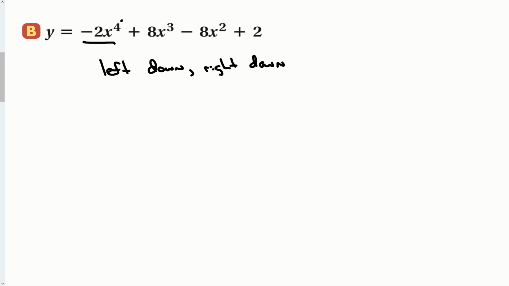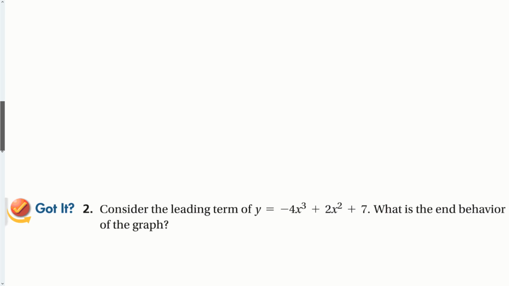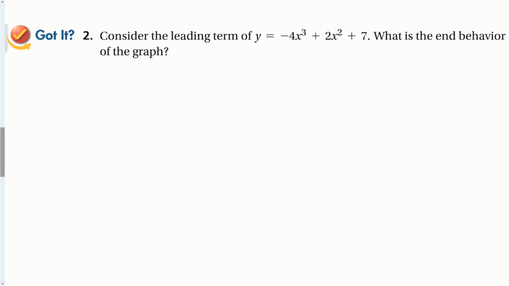Doesn't have to, but it could, as long as the left side goes down and the right side goes down. We could have some sort of graph that looks like that. Not saying that's what it looks like, probably is not even close, but I do know for sure that these two go this way. I got a problem? Again, focus on the lead term. It is a negative. It is odd. That means that the left side goes up and the right side goes down.